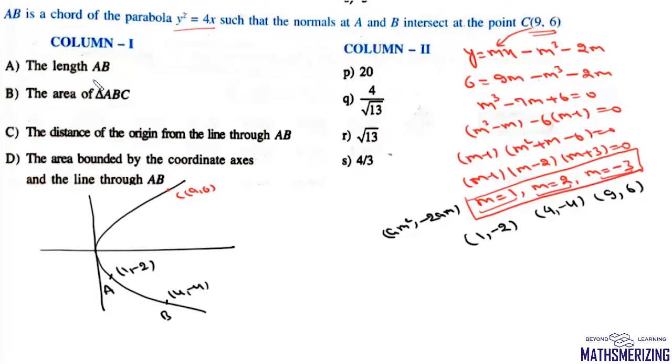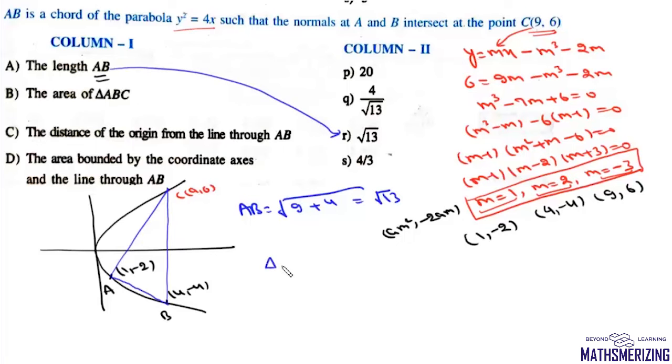Now first question is we need to find length of AB. So length of AB will be under root of, now this is 3 square 9 and then it will be 2 square 4. So it should be under root of 13. So this A is matched to R. Second one is area of this triangle ABC.